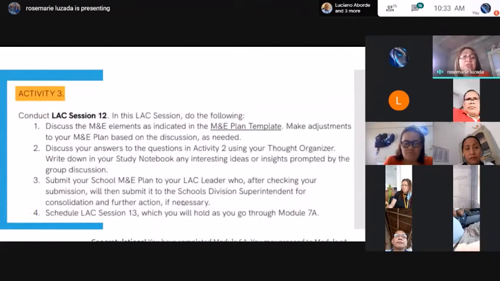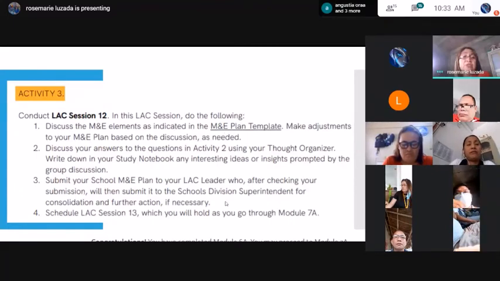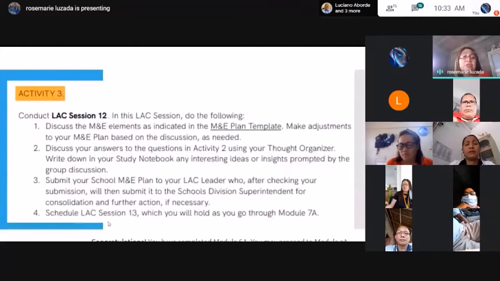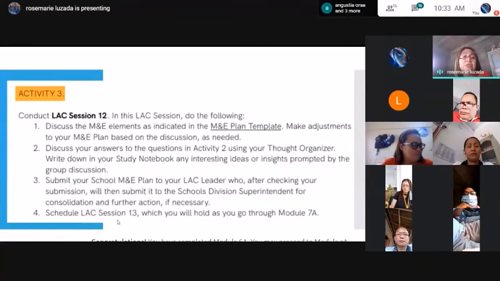Okay, so those are the things that we need to prepare in order for us to be able to monitor and evaluate how we implement the learning modalities we have chosen. So we can make adjustments to our M&E plan based on the discussion or the questions in the template provided. And of course, this will be asked from us by our LAC leader. So we have to be reminded of preparing all these things. We have to submit this monitoring and evaluation plan.